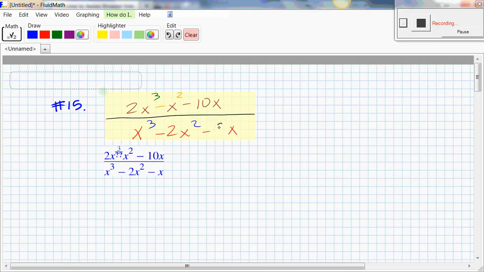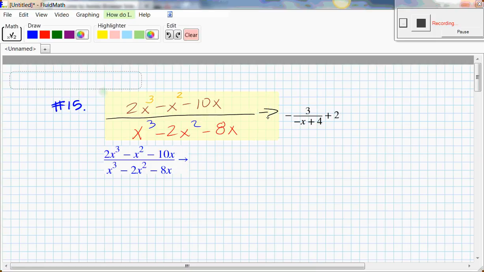Whoa. Does not recognize this. There we go. Does not recognize this either. There you go. Does that look right? All right. Let's see if the calculator can figure this one out. Okay. They have this. Wow. Negative 3 over negative x plus 4 plus 2. Let's see what's going on here. Okay. Well, that's what they got.